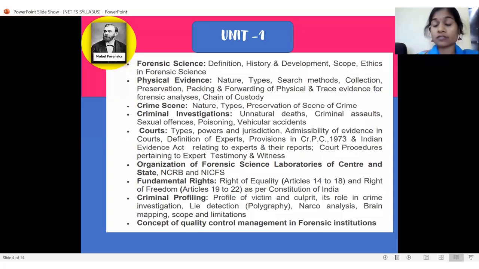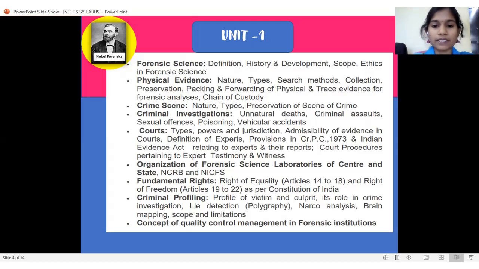Then the organization of different forensic science labs: not just central and state labs, but also different labs for forensic science, like the serology lab, chemistry lab, and GEQD, the Government Examiner of Questioned Documents lab. These all come under the history and development of forensic science, and also the different branches of forensic science and the scientists involved with forensic science come under history and development.